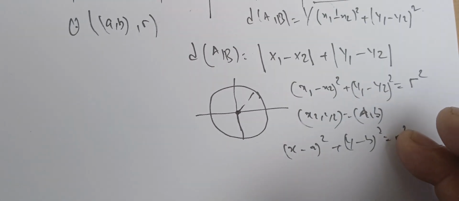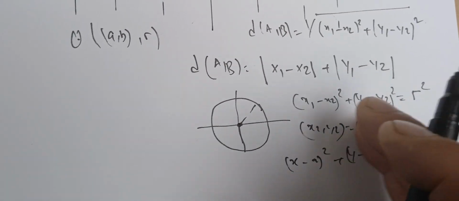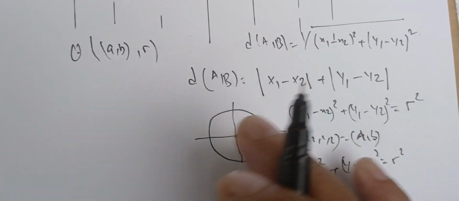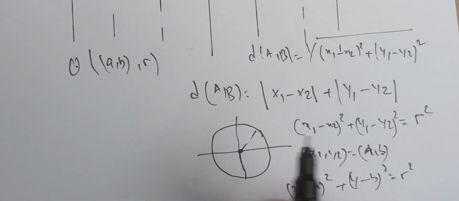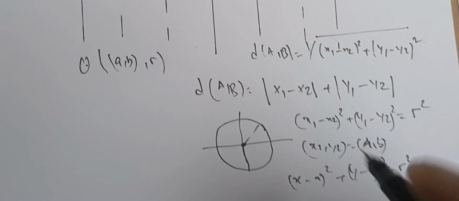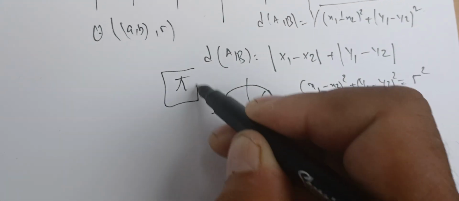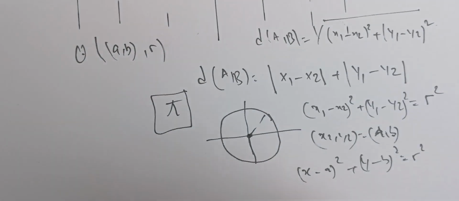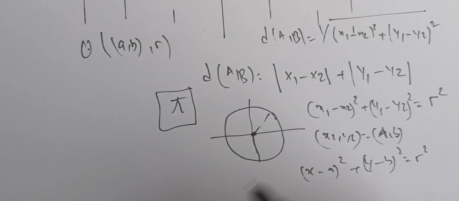And this is the general form of a circle centered at point a, b, and having radius r. We will see how we can draw circles in taxicab geometry. And after that, we're going to compute pi. What's the value of pi in taxicab geometry? Thank you very much.